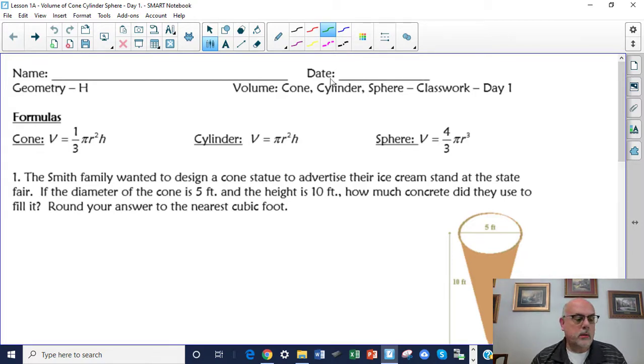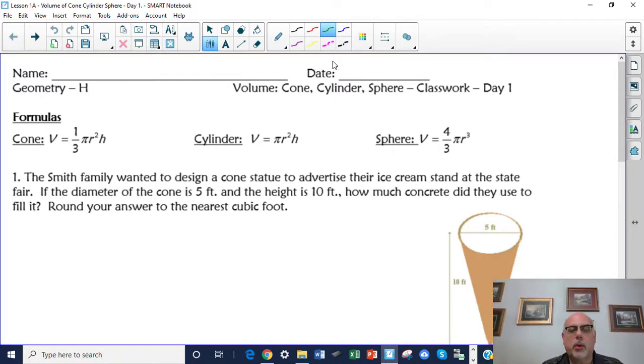Alright, so I think I said on the screencast for the intro lesson, what you want to do is when you're working on a problem, you want to write out the formula first. So let's take a look at number 1.